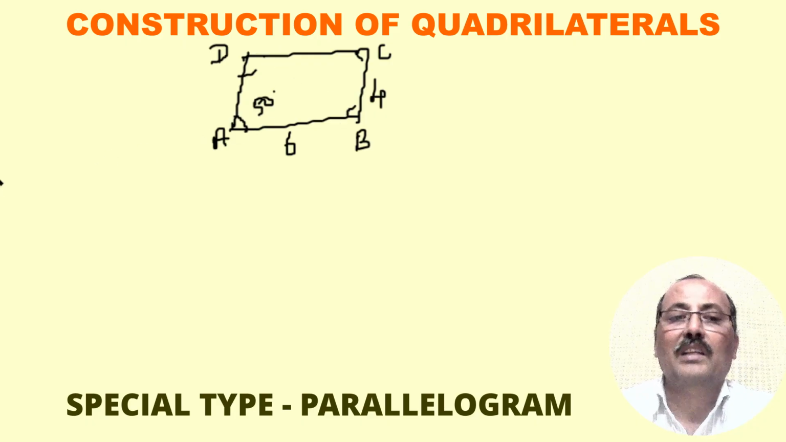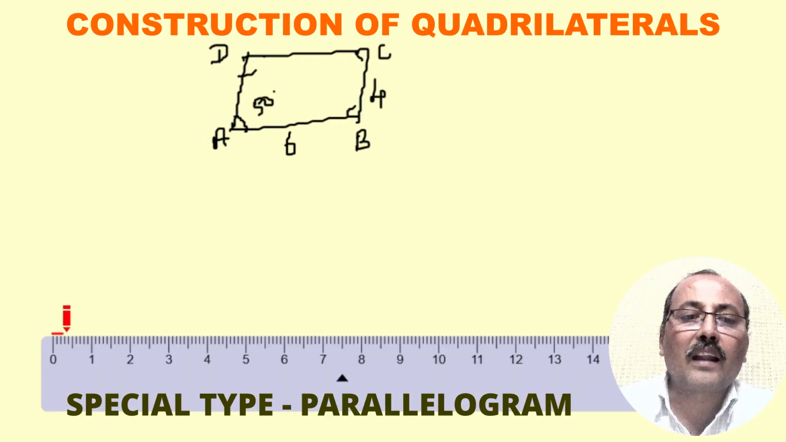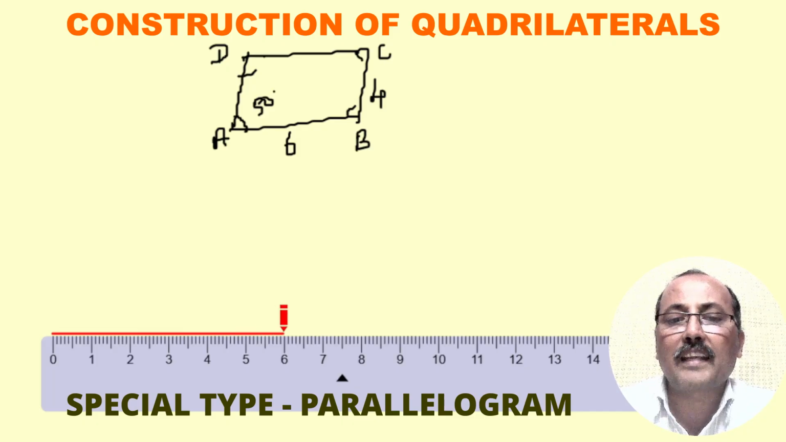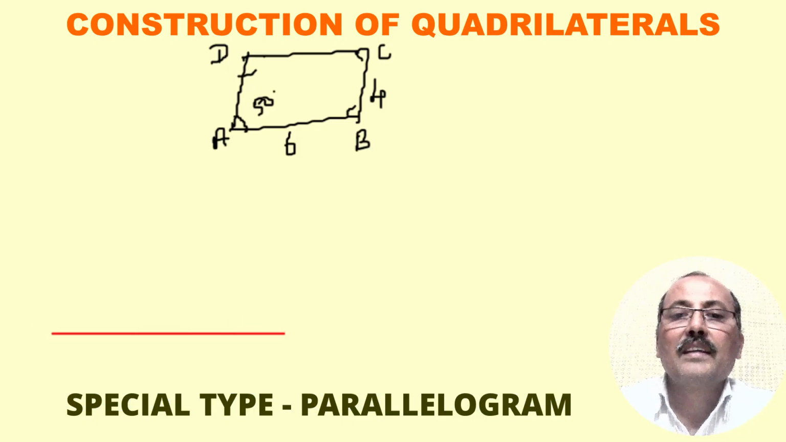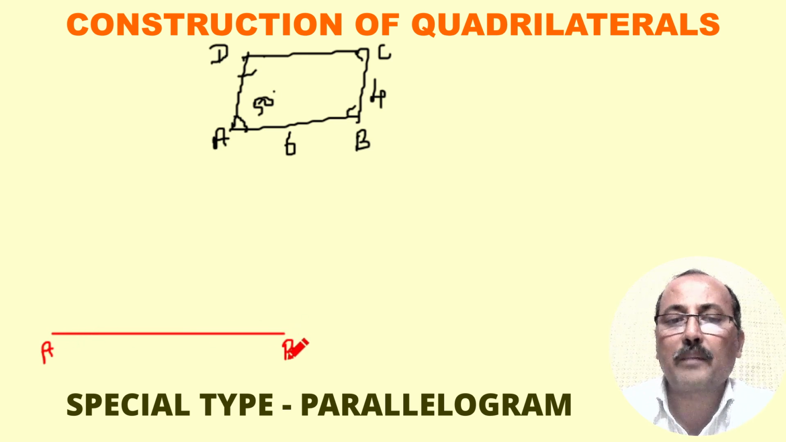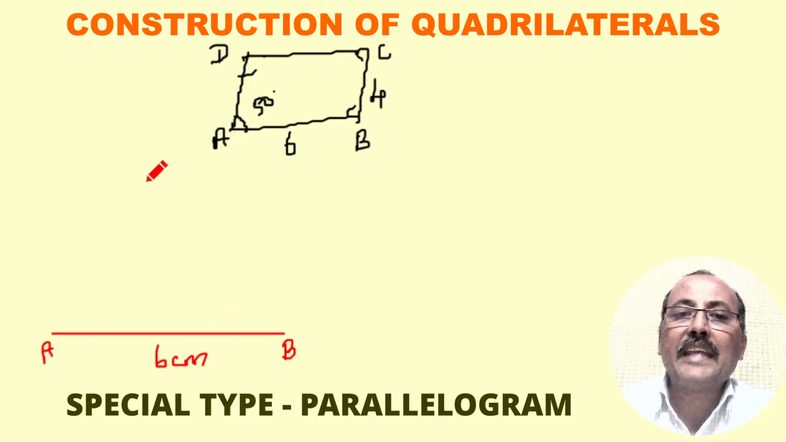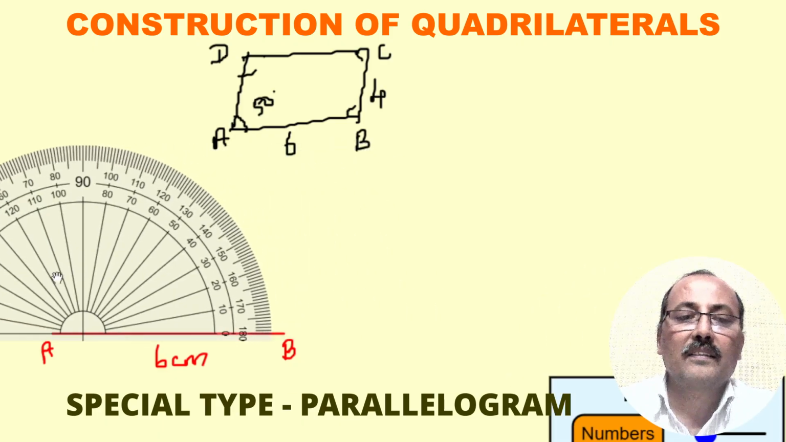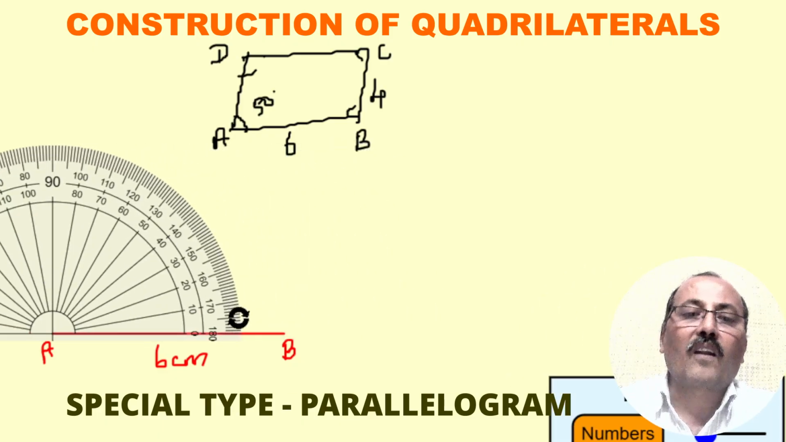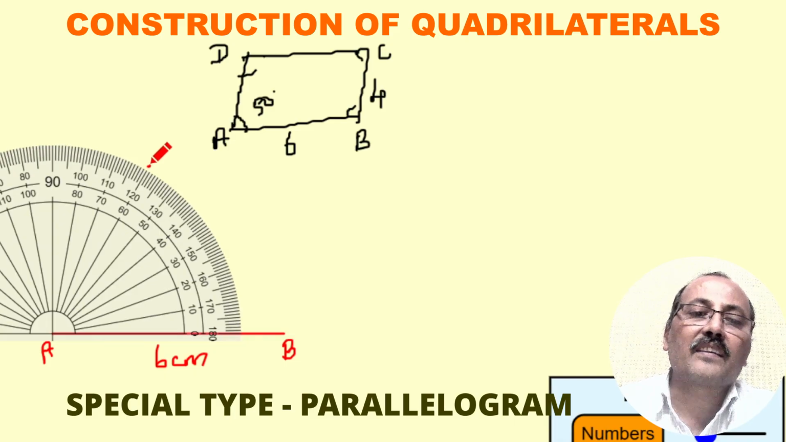Now let us go to construction. Take the ruler and draw the base length 6 centimeter. Name it AB, so AB equal to 6 centimeter. AB is 6 centimeter. And now we can draw angle A 50 degree. So take the protractor and draw an angle of 50 degree here. Yes.